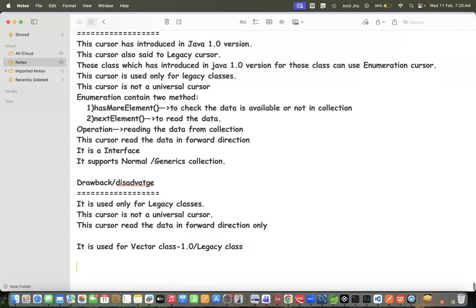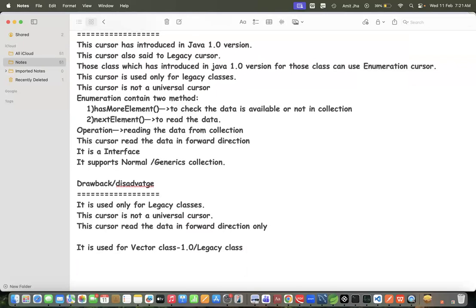Properties, what did I tell? ArrayList and Vector both are the same. Then you can ask, what is the difference? Property-wise it is the same. What is the difference? I've told the same thing in the last class. I hope you remember. If you don't remember, don't worry, one more time I will explain.